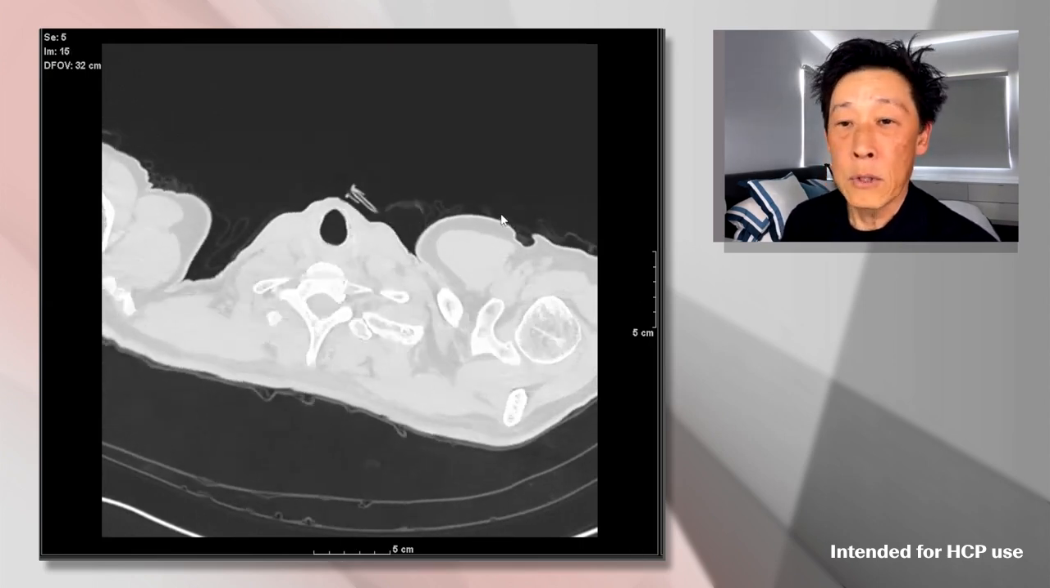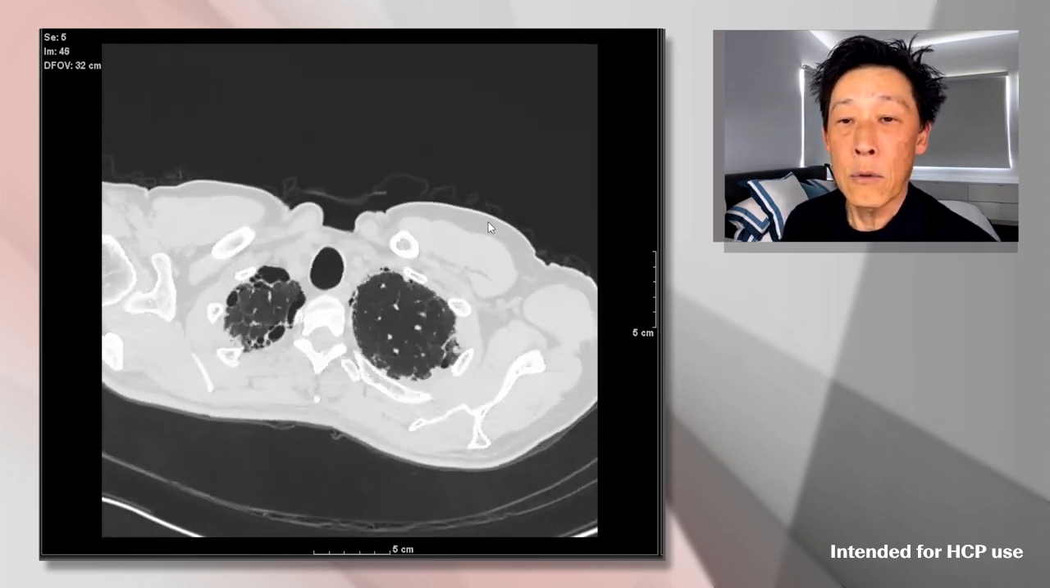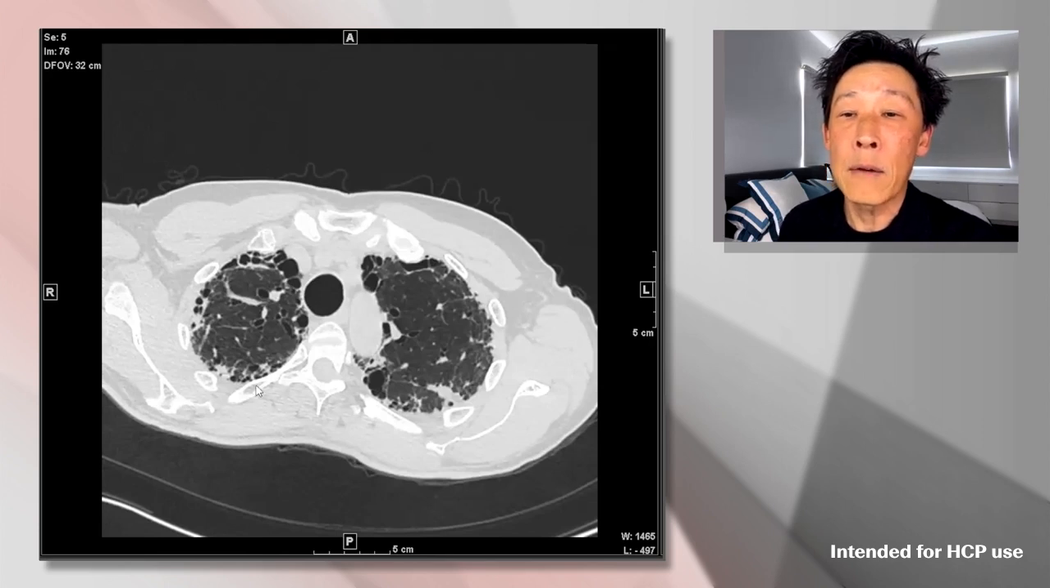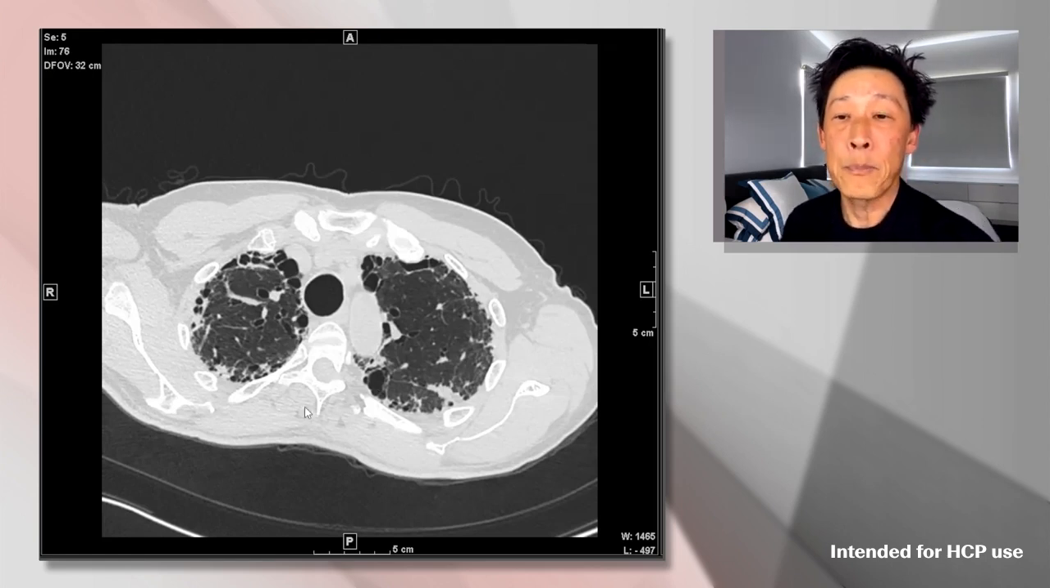I'm going to scroll down, and to orient you, we're here at the apices of both lungs. Right off the bat, we can see that whatever abnormality we see seems to favor the periphery of the lobes. And again, we can see that here. And by periphery, just to reiterate, we're talking about the outer 1 to 2 centimeters of the lobe.